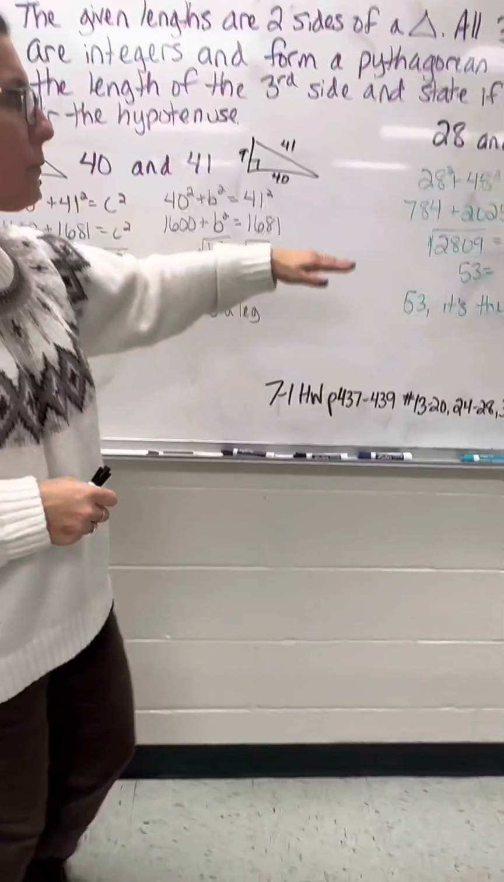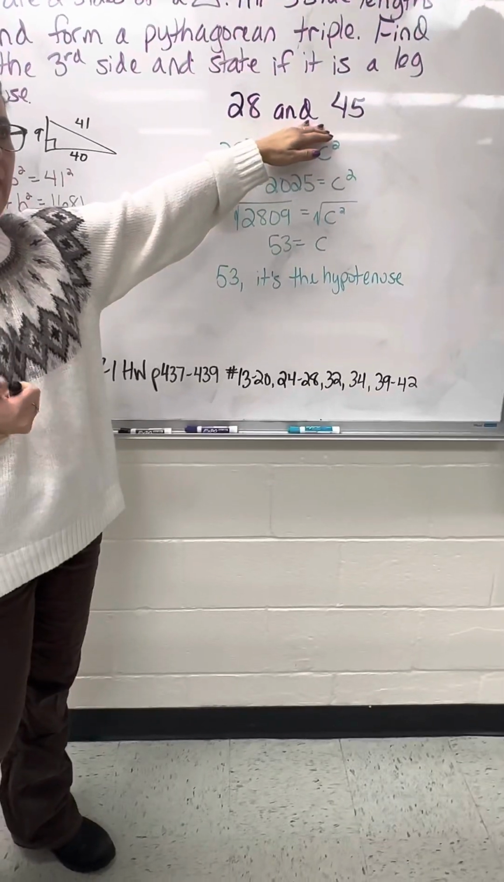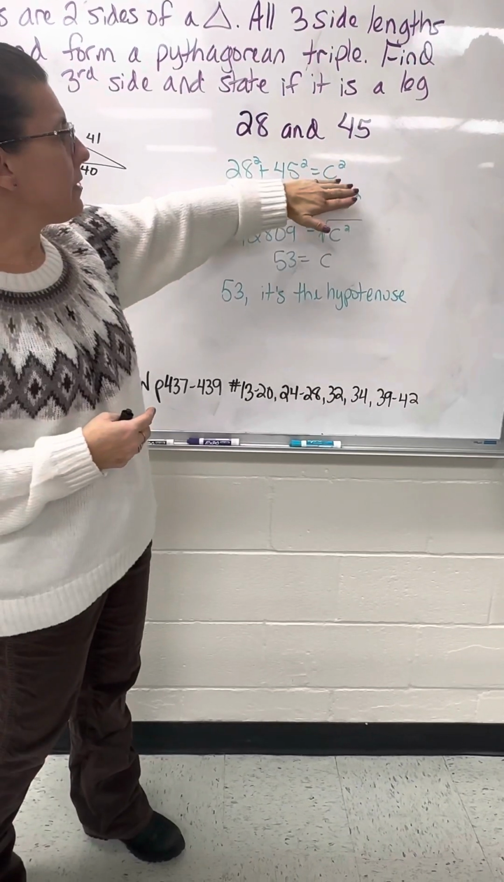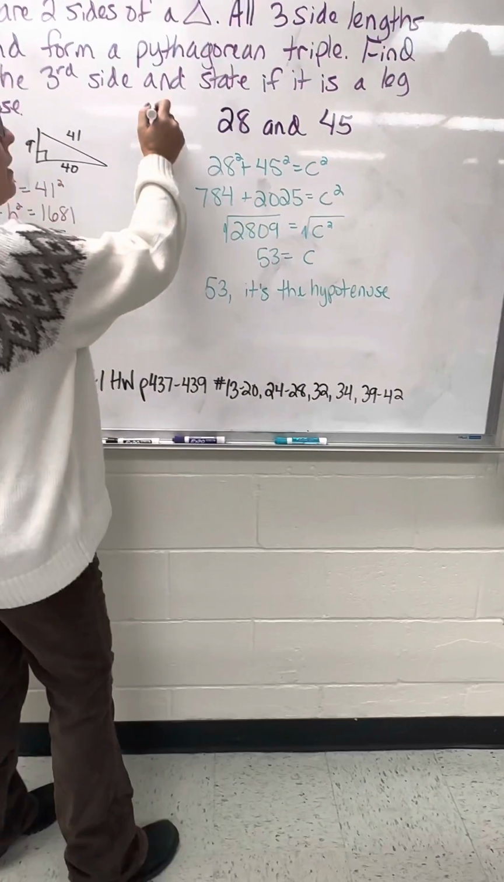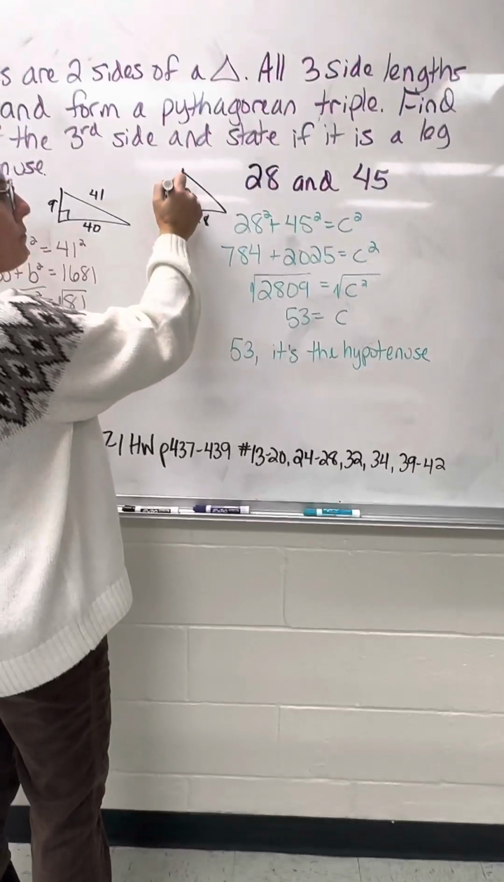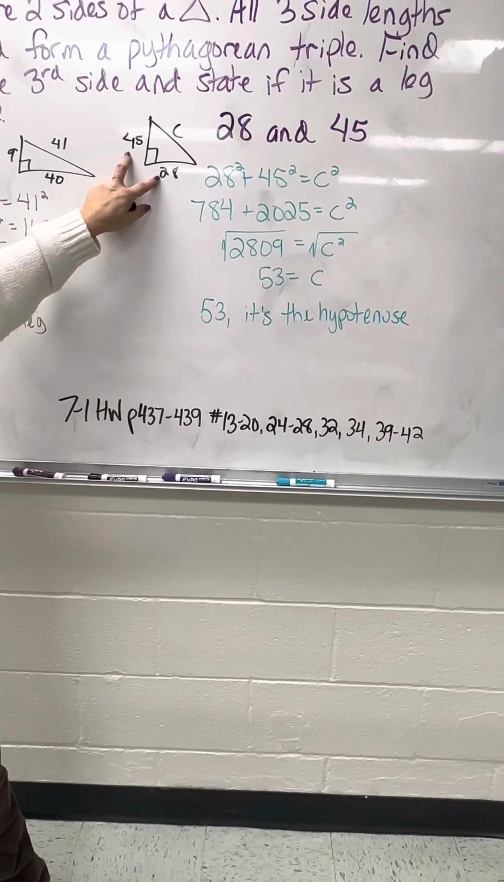Let's look at one more example. I'm given 28 and 45. I have to find the unknown side and identify it as a leg or a hypotenuse. I'm going to plug this in as two legs first. Again, this is what I'm starting with. You can start whichever way you would like. So these are my two legs. I'm going to see if when I plug it in, I get a whole number, then it would be our hypotenuse.